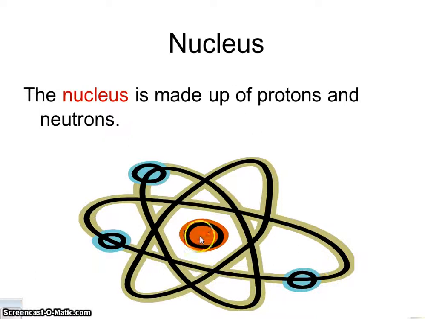Now your nucleus, this red dot here, is made up of protons and neutrons. It's actually got other subatomic particles in it as well, but that's what we're going to be concentrating on right now. In a stable atom, you have the same number of protons as you do electrons. Okay, and that's going to be important to remember. You still have your electrons on the outside here.